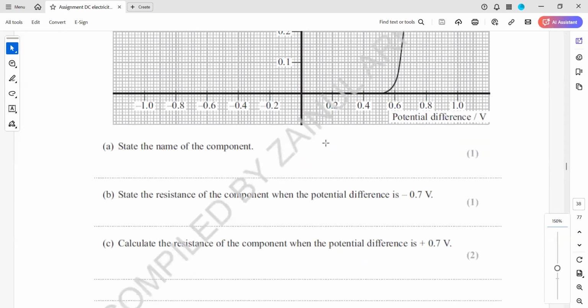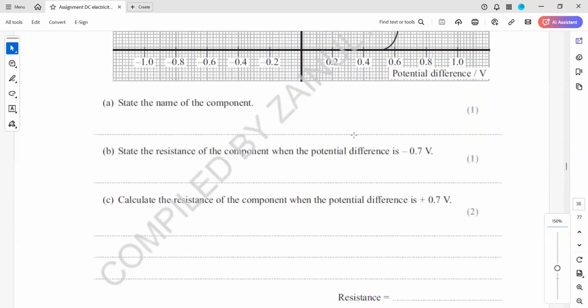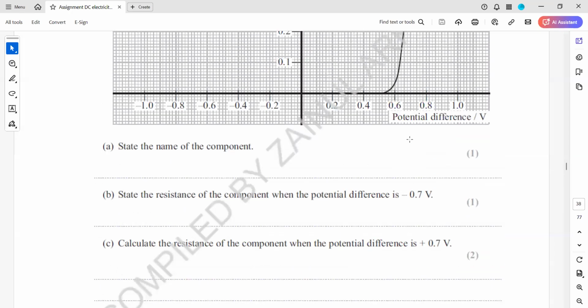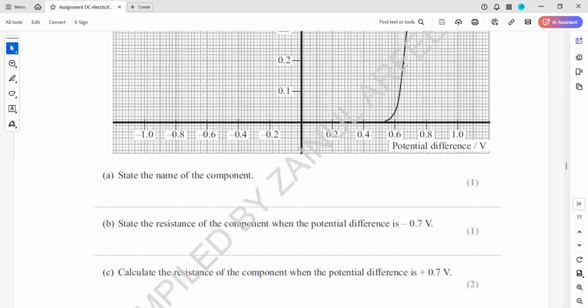State the name of the component: we call it a diode. State the resistance of the component at minus 0.7. So this is a negative 0.7. Resistance is the ratio between voltage and current. Voltage is minus 0.7, but what is the current? 0. If I divide anything by 0, what do we get? We get infinity, we're not able to define that answer. So we can say it has infinite resistance, or a very high resistance. You can say very large, infinite, infinity.